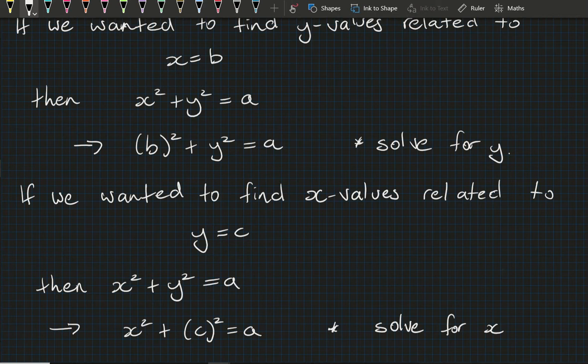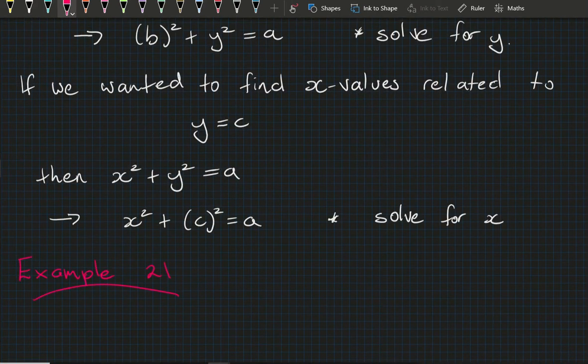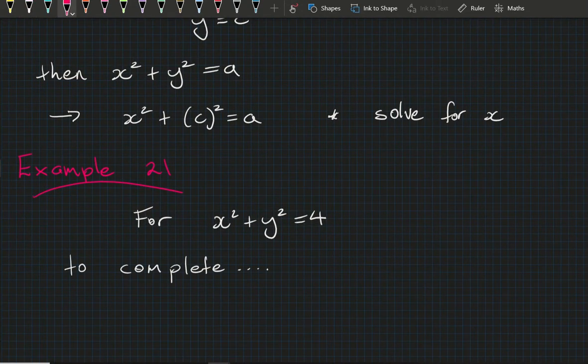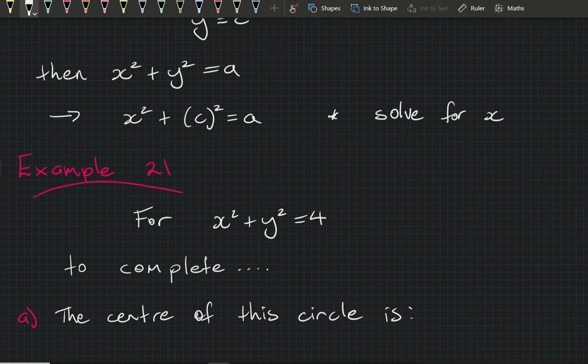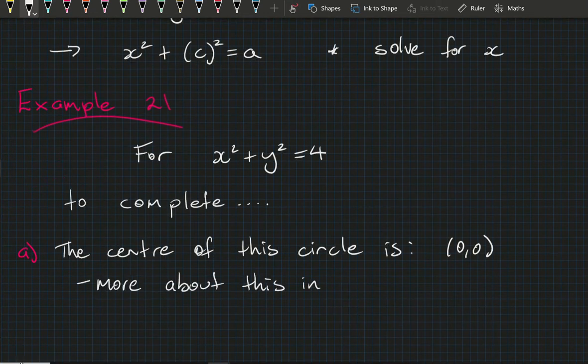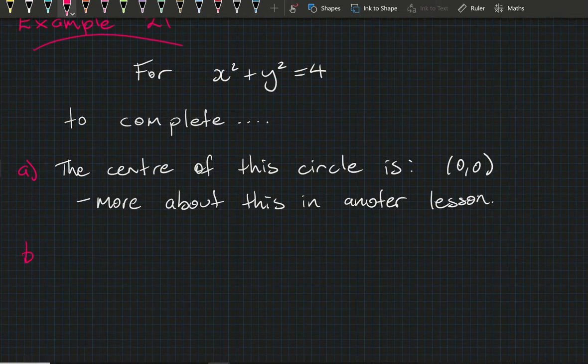Alright, let's have a go at example 21, where we're going to use the equation x squared plus y squared equals 4 to complete the following set of questions. Now in part A, they want us to state the center of this circle. And for all the circles in this lesson, the answer to that is 0, 0. And this isn't a big focus for today's lesson, but we will put a lot more focus on this in another lesson.